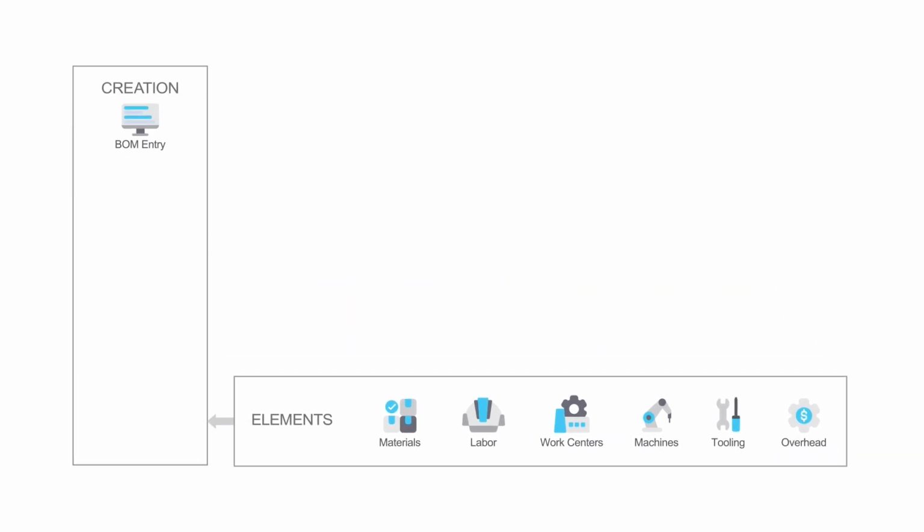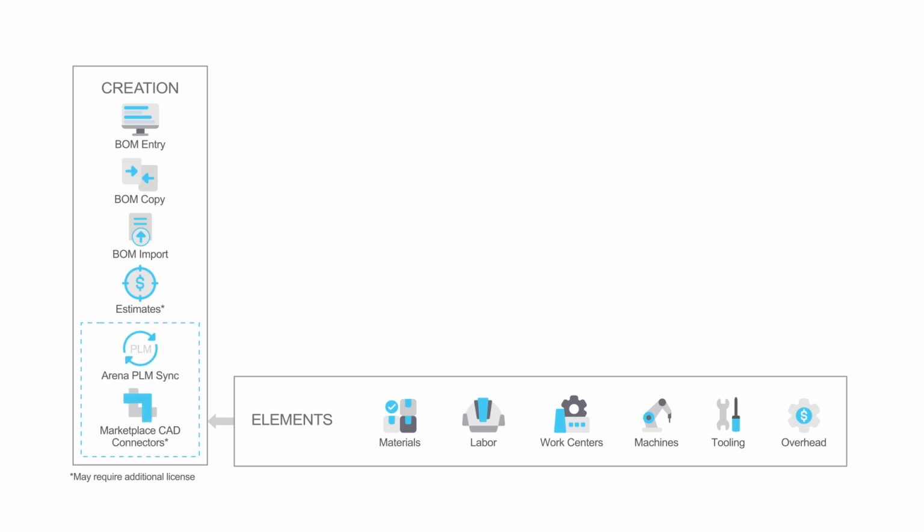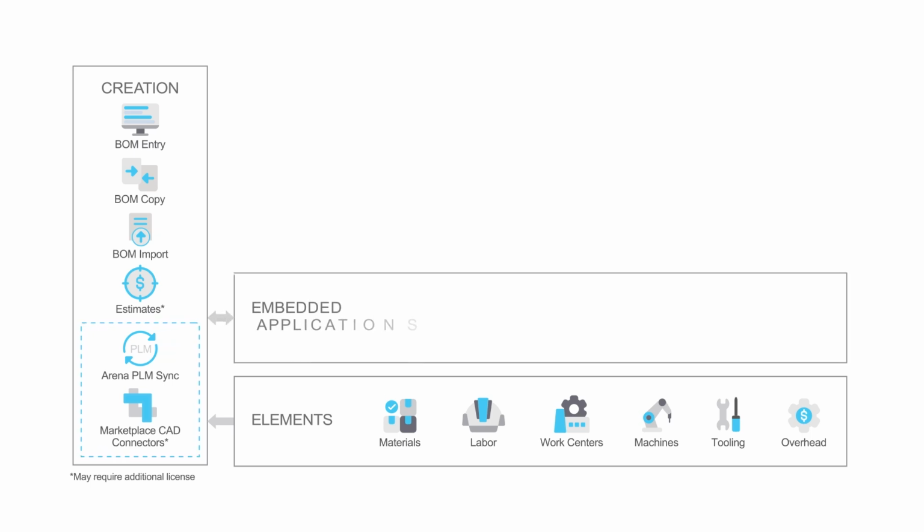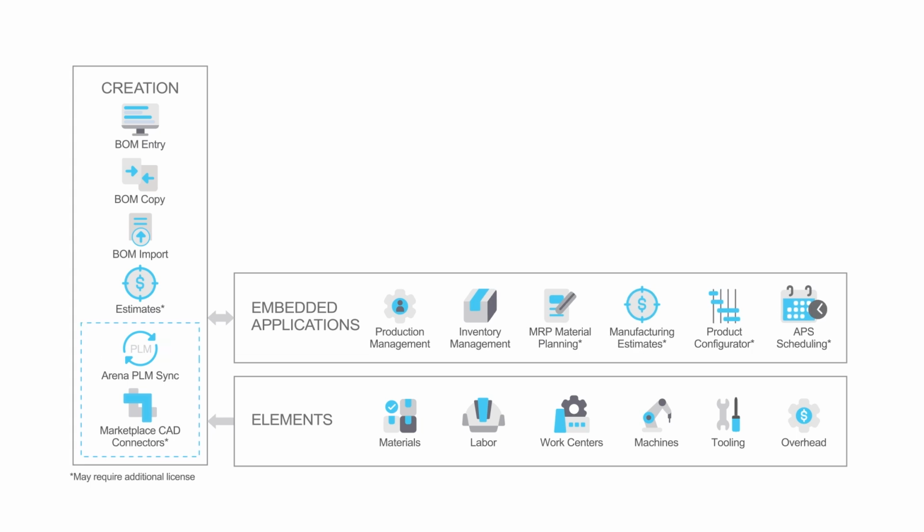Create BOMs from the entry screen, copy existing BOMs, import them from files, or convert estimates to BOMs. Custom BOMs are generated from the rules-based product configurator. Use native PLM and marketplace connectors to create and harmonize manufacturing BOMs inside Acumatica from engineering BOMs in popular CAD or PLM applications. BOMs connect seamlessly to related Acumatica applications for improved production and inventory management, material planning, and scheduling.